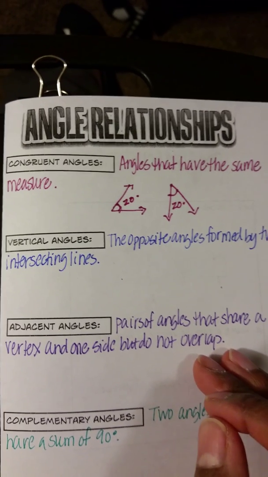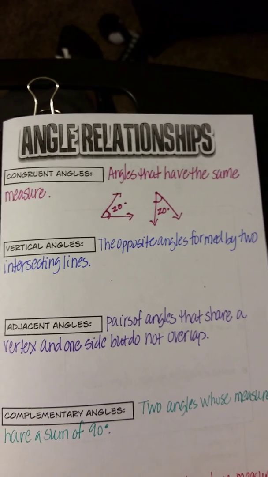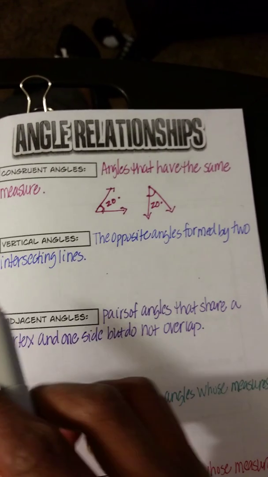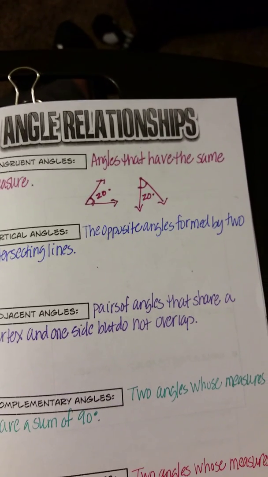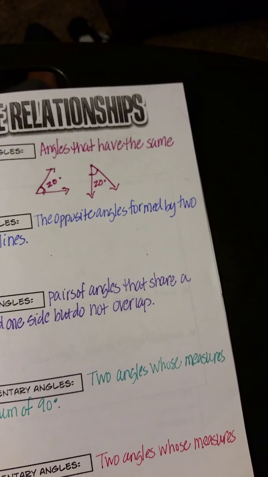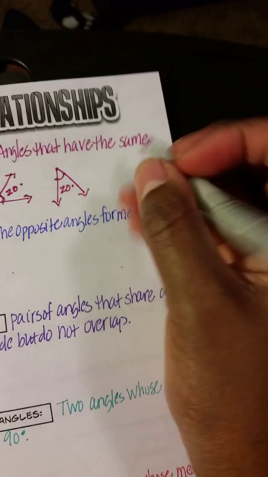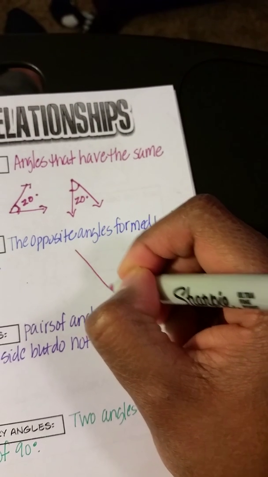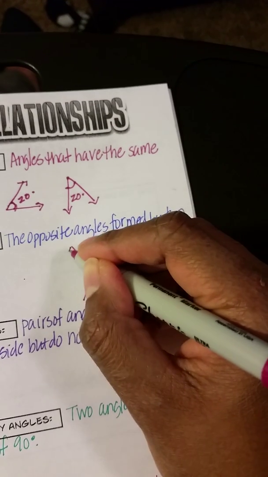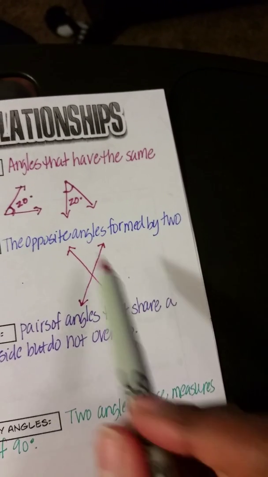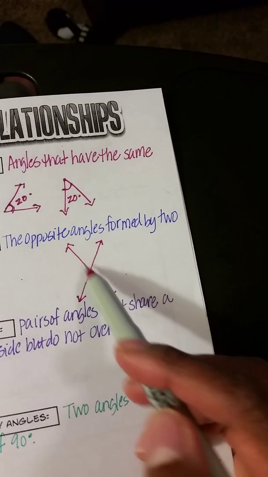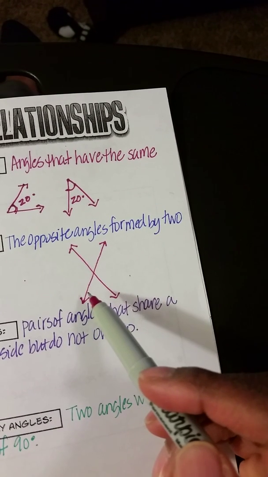Vertical angles. Vertical angles are the opposite angles formed by two intersecting lines. Now intersecting means they're going to cross. And the opposite we know is across from, or in this case, you'll see when we do the intersecting lines here. Here's an example of intersecting lines. These are vertical angles. So the opposite angles are formed by two intersecting lines.